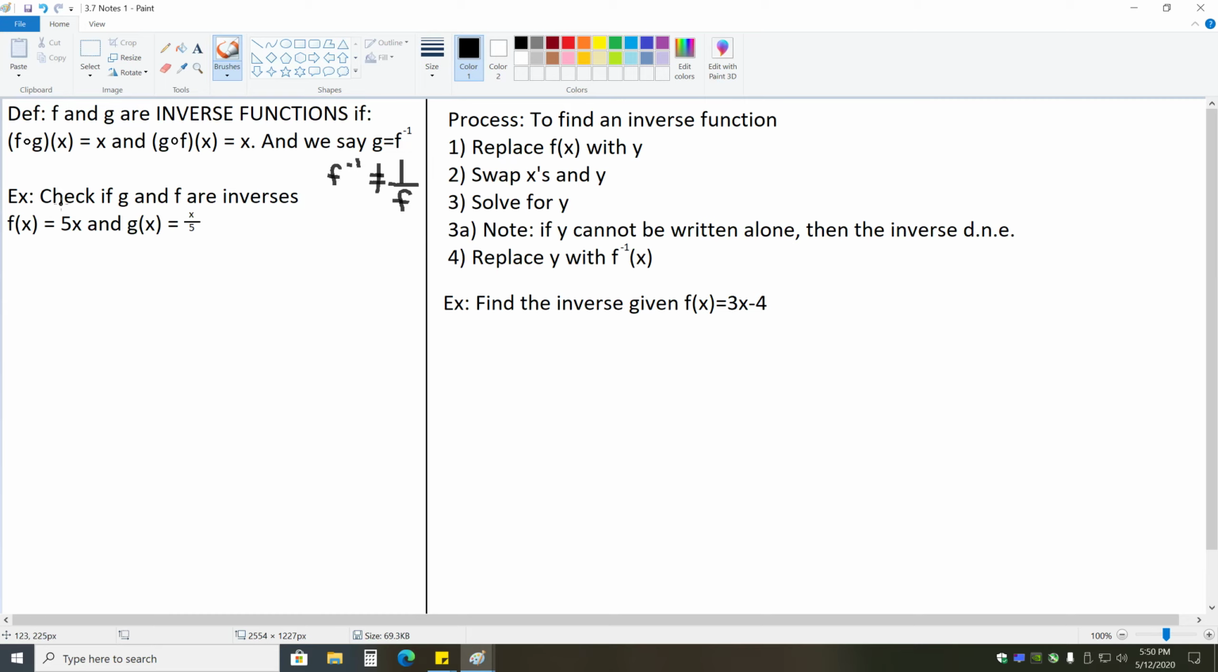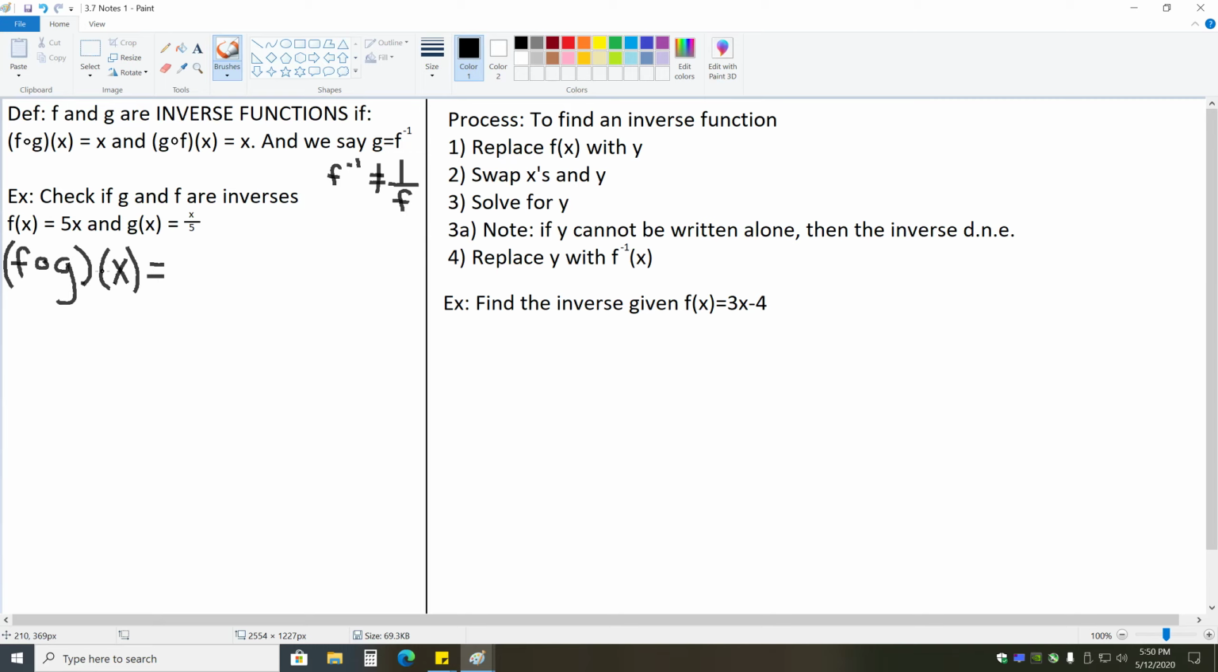Okay, so with that, we have an example that says we want to check if g and f are inverses or inverse functions. So we have f of x equals 5x and g of x equals x over 5. So to prove that these are inverse functions or they are not inverse functions, we have to find f∘g and g∘f. And when we find them, the result has to be equal to x in both cases.